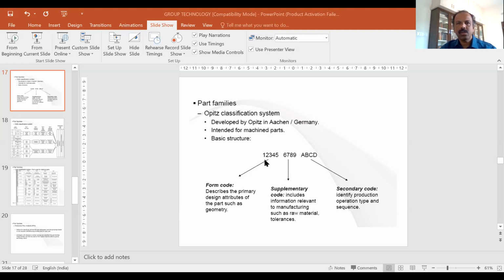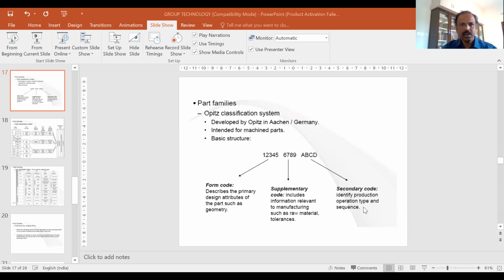Now, the form code is used to describe the primary design attributes of the parts, such as geometry. The supplementary code includes information relevant to manufacturing, such as raw material and tolerances. The last one, ABCD, called the secondary code, identifies the production operation type and the sequence. So the form code says about the geometry, the supplementary code says about the raw material and tolerances, and the secondary code says about the operation type and the sequence.